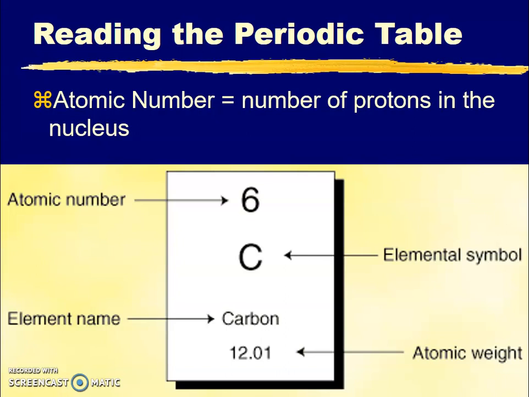Okay, so an element will always have that same number of protons. It may have different numbers of neutrons. It may have different numbers of electrons. We'll talk about how that happens as we continue moving forward. But the number of protons gives it its identity.